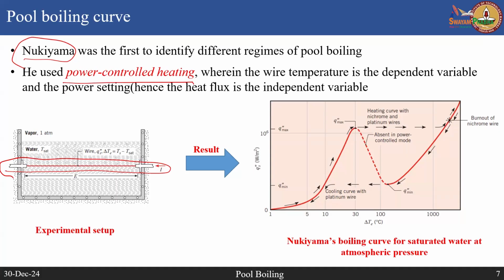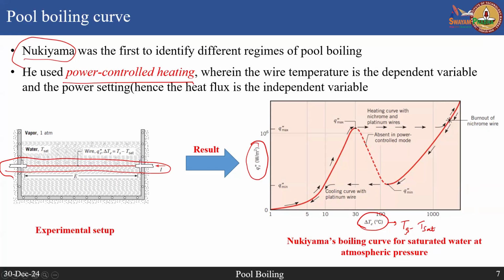So this boiling curve can be obtained in both ways: either you can control the power and plot the boiling curve, which involves plotting the heat flux that you are measuring or supplying to the heater as a function of what is called the excess temperature difference. So this is the temperature of the wire or the surface temperature minus the saturation temperature.